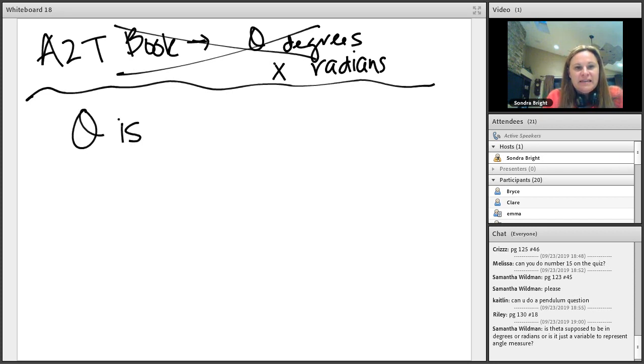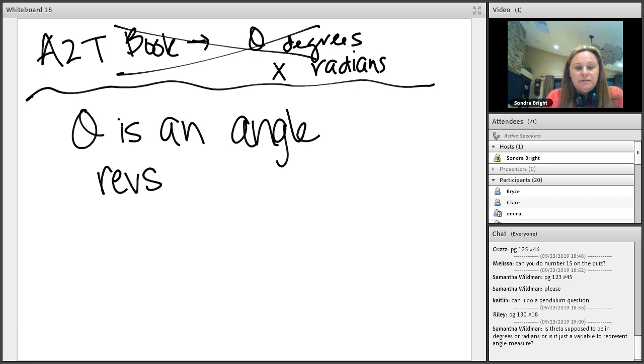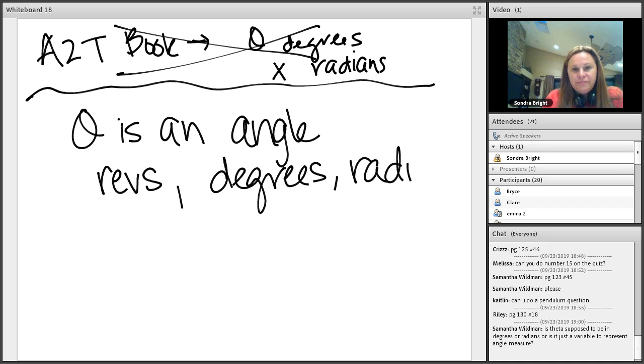So theta is an angle. It could be in revolutions. It could be in degrees. It could be in radians. Any of them, right? So theta is just an angle, and we can use any letter to represent the angle. We can say theta, beta, alpha, or phi. I think you guys have pretty much only seen theta so far, but it does not just mean degrees.